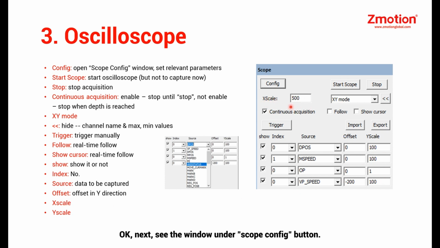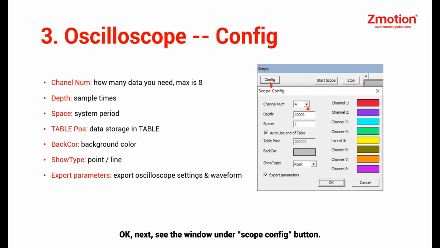Okay, next, see the window under the Scope Config button. In this window, you can set these, but please stop the scope first. Channel number means the number of data channels to be captured. It supports sampling up to 8 channels of data synchronously. However, when there are several channels, please note that the depth can't be too large. Otherwise, the table is not enough.